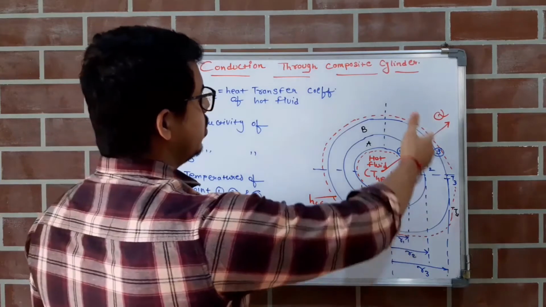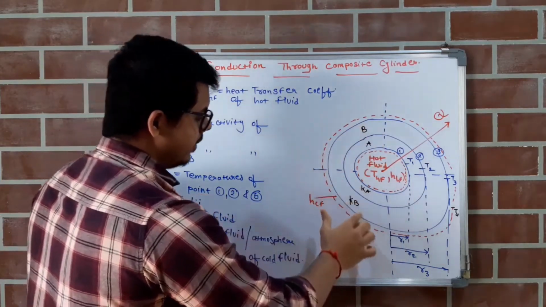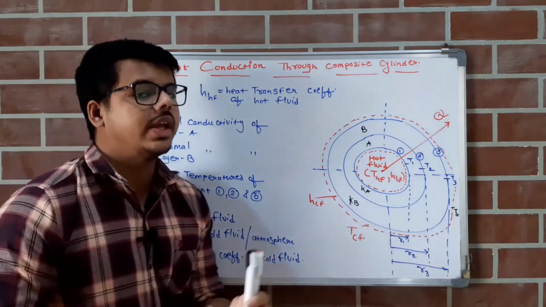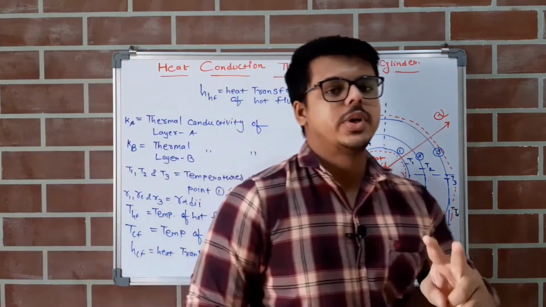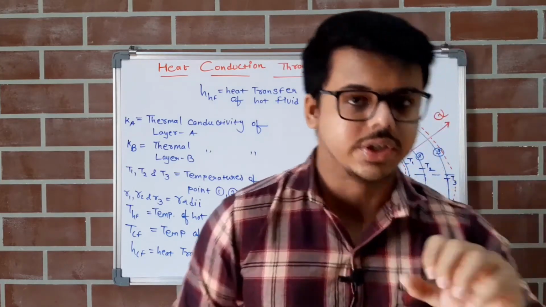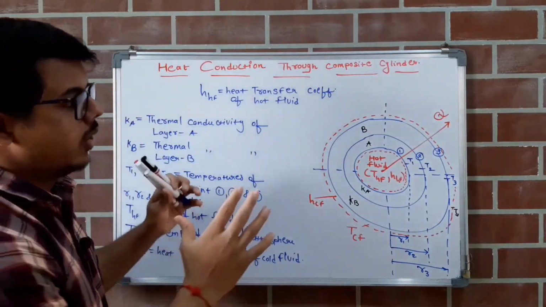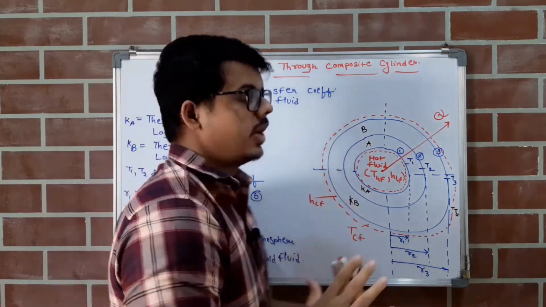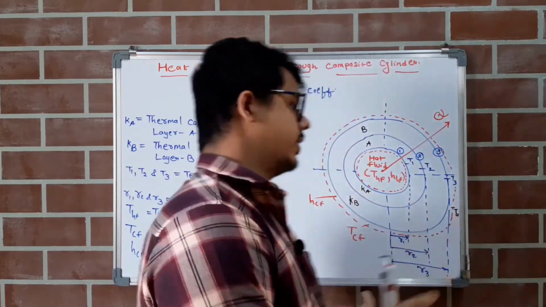Now the heat wants to go out. So again we have this solid medium, and outside this solid medium we have the atmospheric air or cold fluid in general. So when the heat transfer takes place between two different mediums, then we can say heat transfer takes place by convection. So from point 3 to the cold fluid, we have heat transfer by convection. So here we have two different modes of heat transfer, that is conduction and convection.